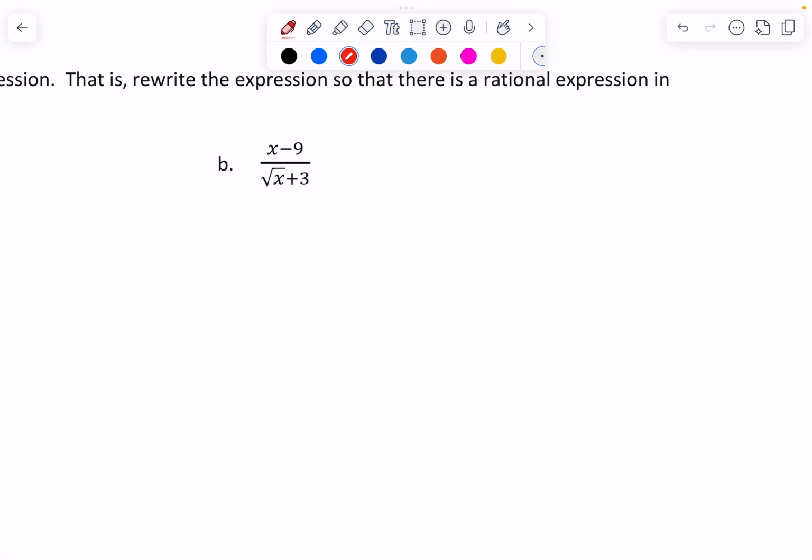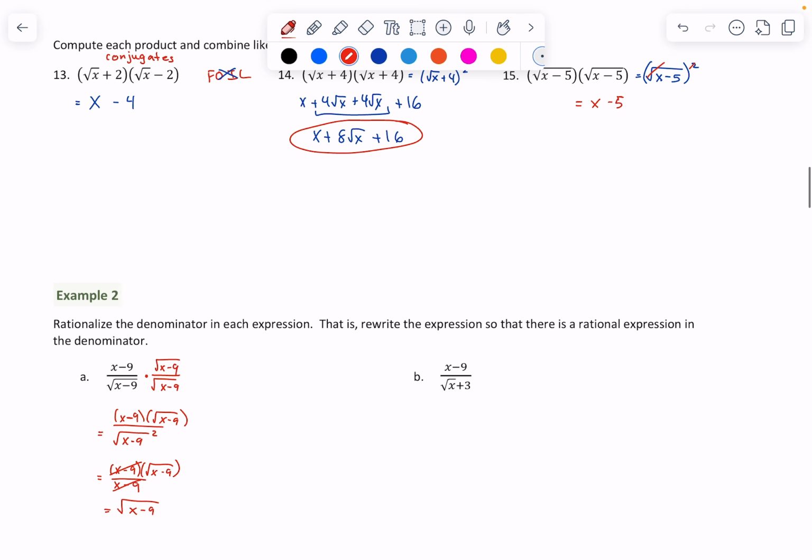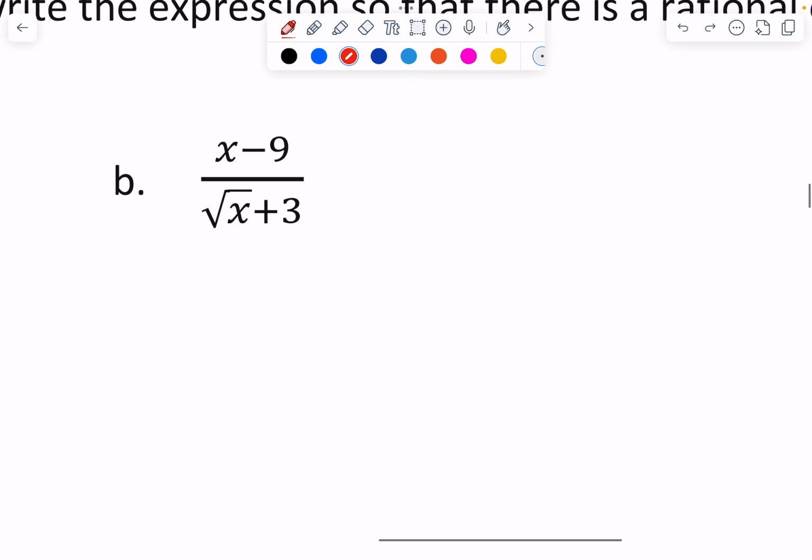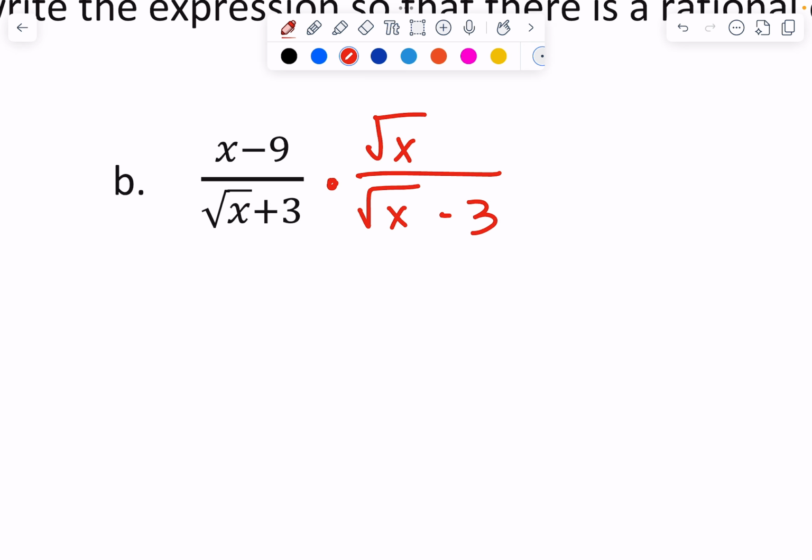B, again, if I want to get rid of the radical in the denominator, I'm either looking at a scenario like 13 or 15. In this case, only the x is under the radical, so it's a situation similar to 13. In A, both values were under the radical, so that was similar to 15. So in this case, I need to multiply top and bottom by the conjugate, so root x minus 3.